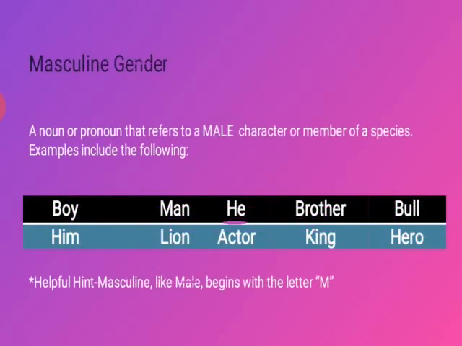Masculine gender: a noun or pronoun that refers to a male character or member of a species is masculine gender. Examples are boy, man, he, brother, bull, him, lion, actor, king, and hero.